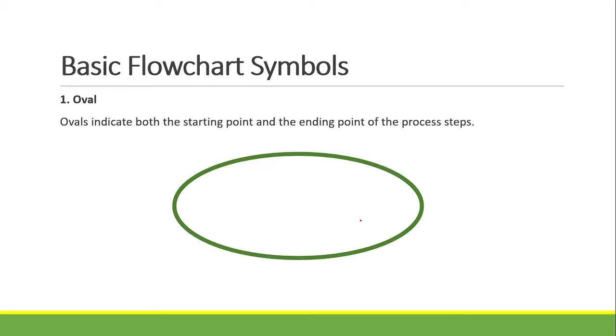First is the oval. Oval indicates both the starting point and the ending point of the process steps. So tandaan guys, na we are using oval para umpisahan at tapusin ang isang flowchart na gagawin natin. We are using the oval sign.